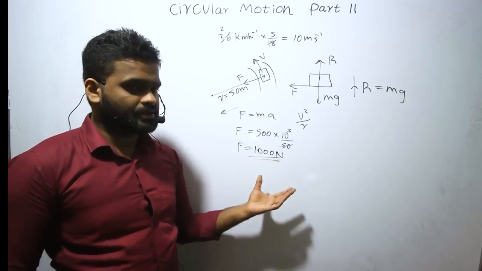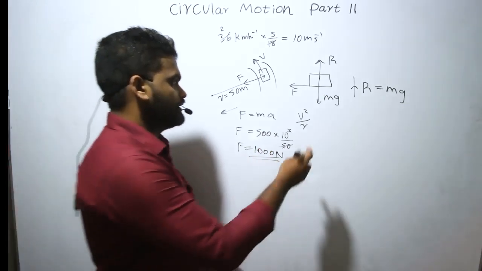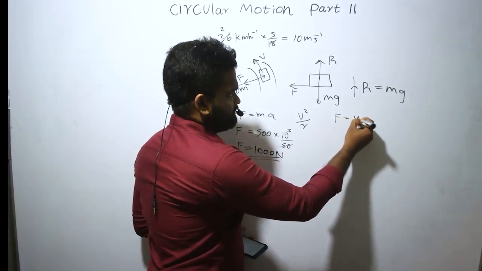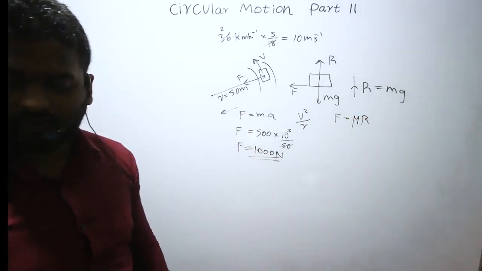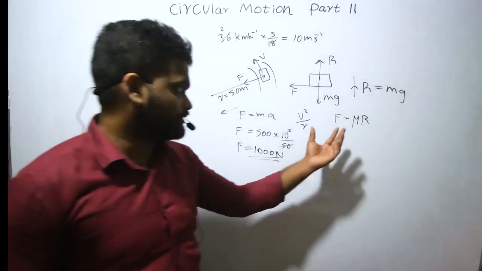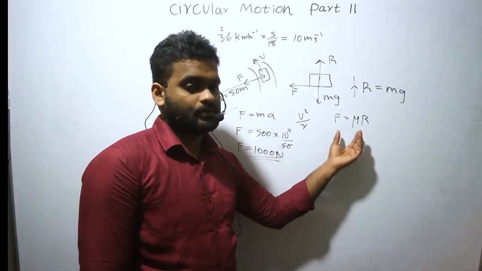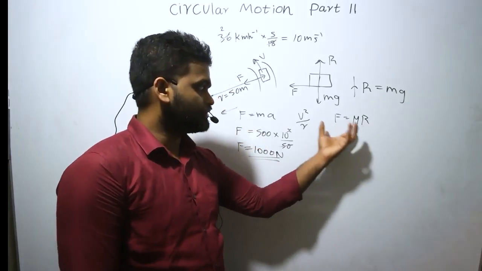So in this question, they haven't given any mu or r. What's the reason for that? Sometimes students wonder whether to apply F equals mu R to this question or not.